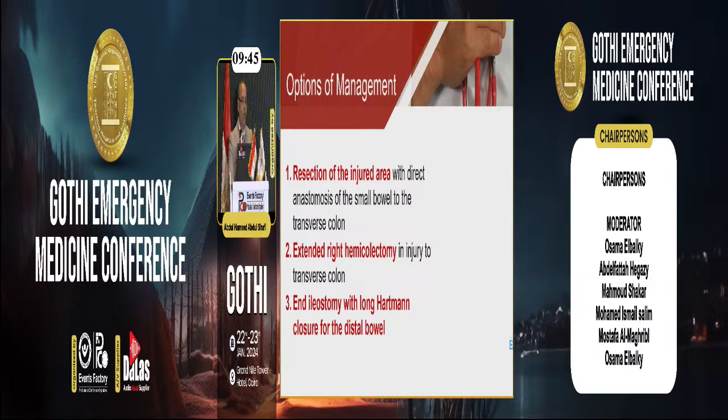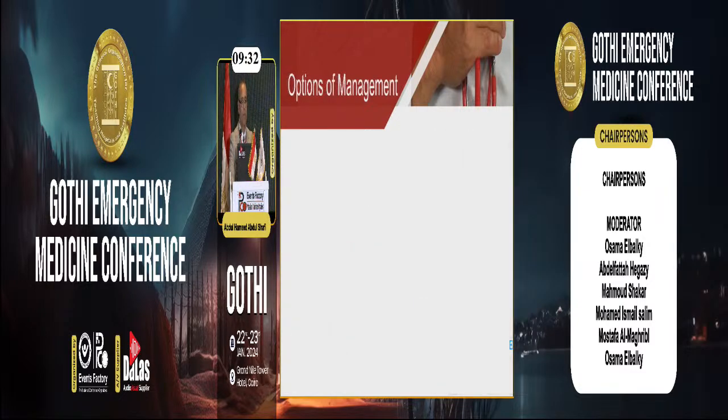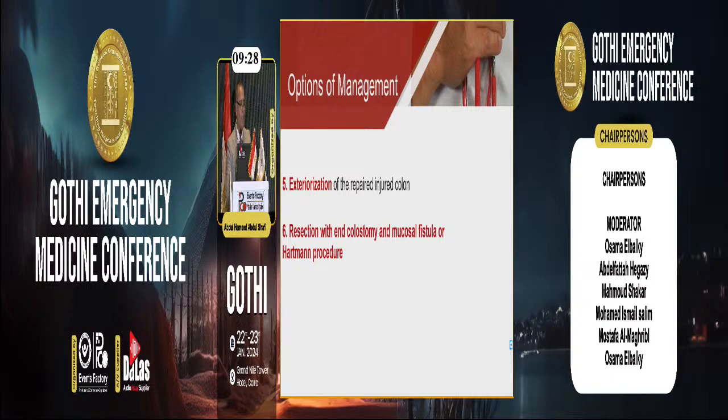In case of cecal perforation, you can do end ileostomy with long Hartmann closure. Double barrel colostomy is always done in mobile parts of the colon, either transverse colon or sigmoid colon. Externalization of the repaired injured segment should not be done because there is a high incidence of leak, more than 50% after replacement of the injured repaired colon. Resection with end colostomy and mucous fistula or Hartmann procedure is done on the left side.